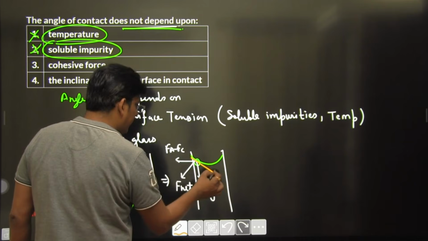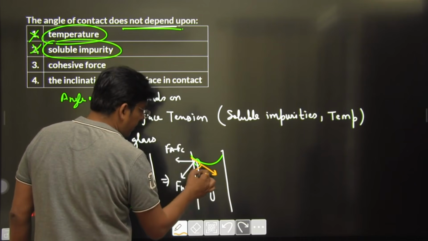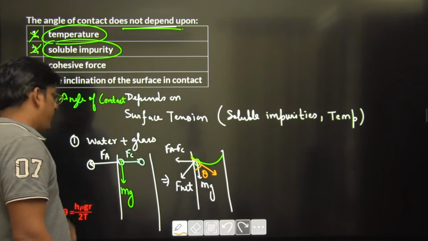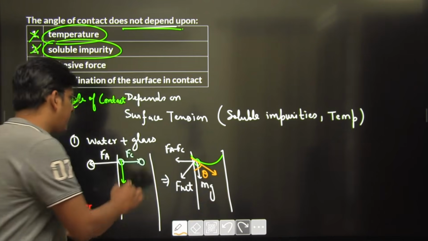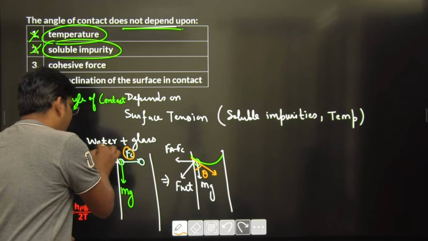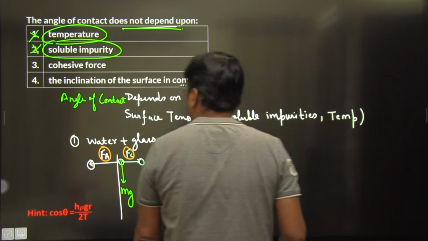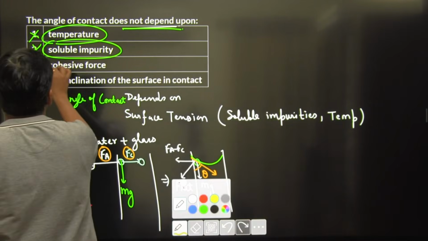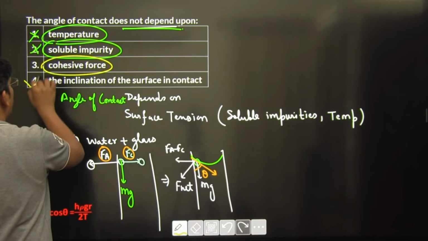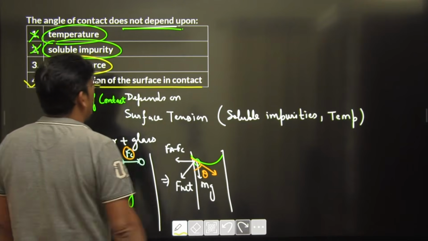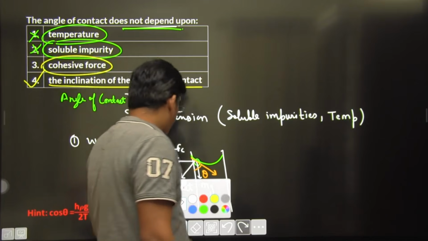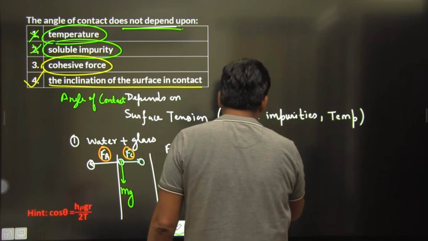Angle of contact is the angle which the tangent to the liquid surface makes with the walls of the container. So we can clearly see that the angle of contact is dependent on the cohesive or adhesive force. And obviously we have got the answer. It is dependent on the cohesive force, so it is not dependent on the inclination of the surface in contact. However, I'll explain what happens in the case of mercury and glass.